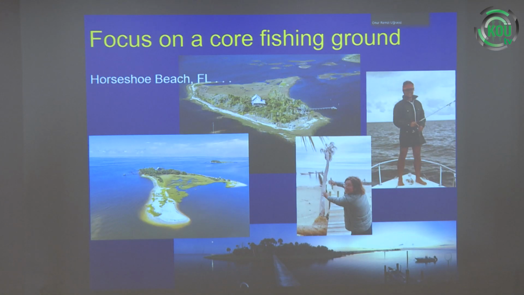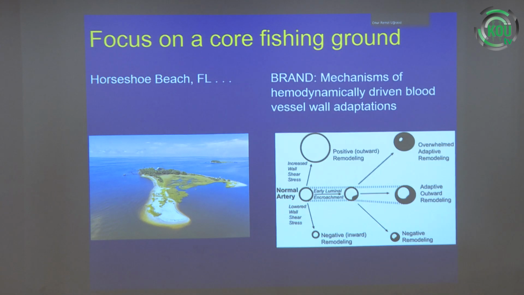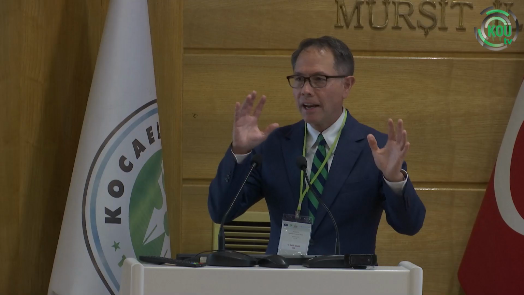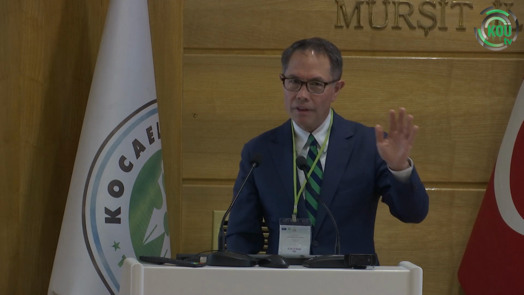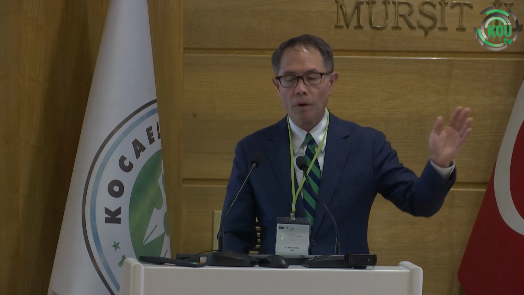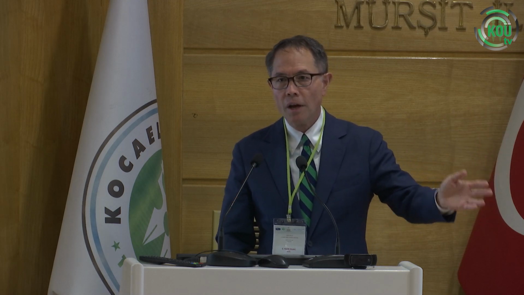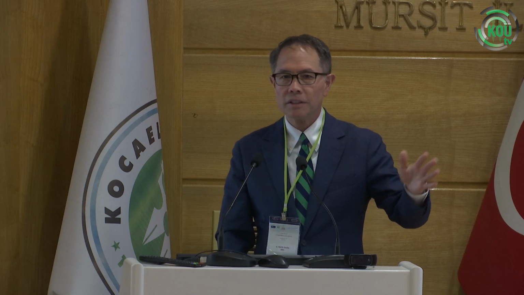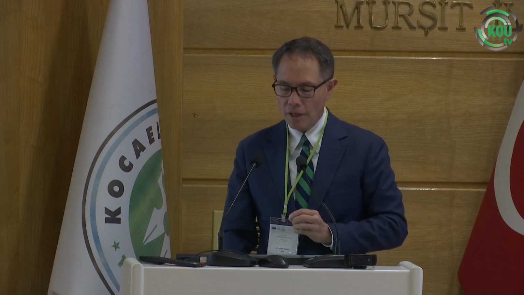Focus on a core fishing ground. This is where I fished. Marguerite has been here. This is in the northern part of Florida. I really know these waters well. And as a clinician scientist, you need to really have a brand, something you really get to know well. And my brand, I was fascinated how blood vessels would change in response to physical forces. And everything I did throughout my career, whether it's working with a small molecule with industry, working with dietary interventions, etc., all tied back to that core business.